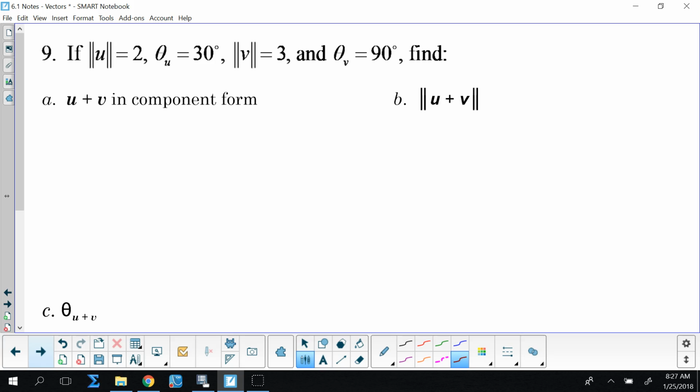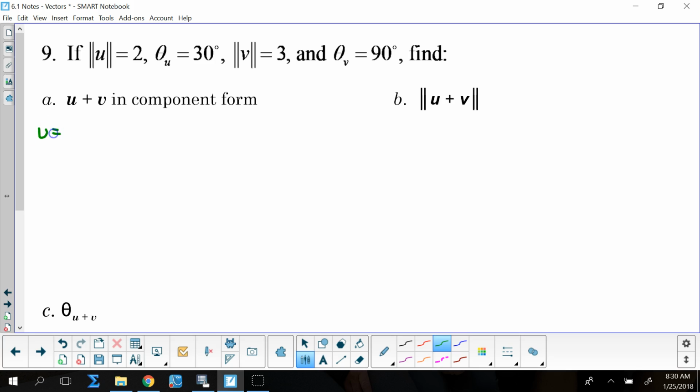Okay. So it says find u plus v in component form, then find the magnitude of it, and then find the direction angle of it. I think you can do this one. Try it, and you will see. So before we go, we got to find u and v in component form.